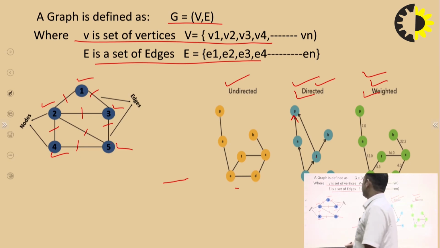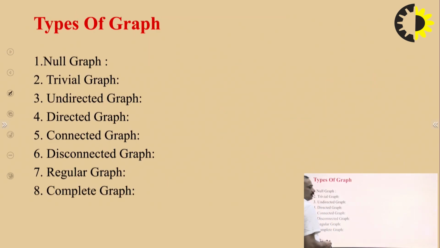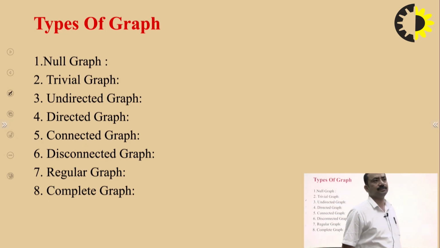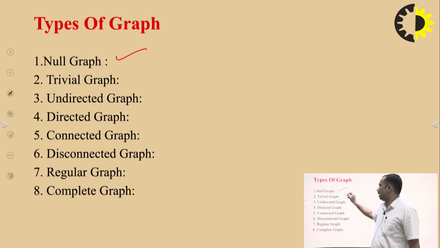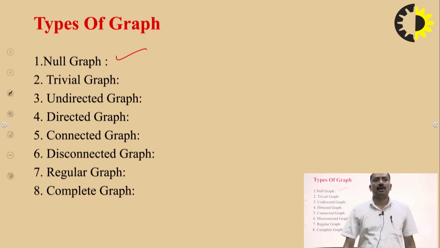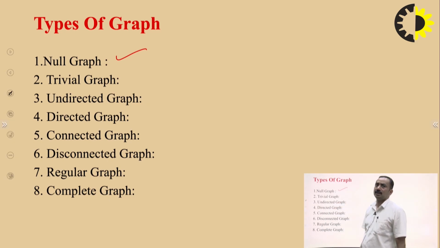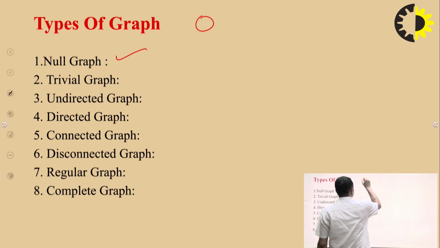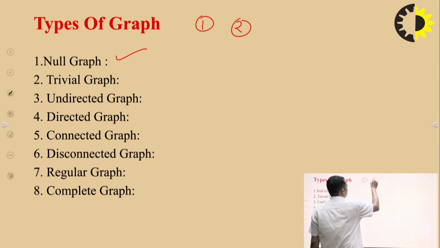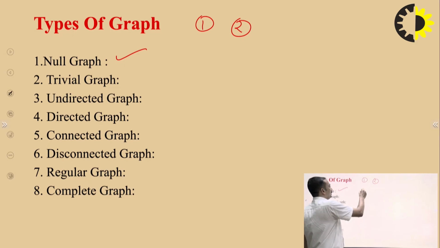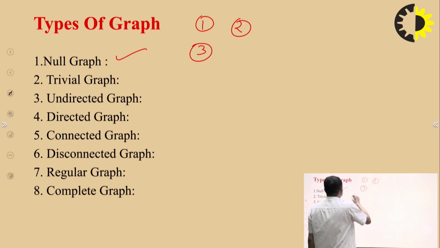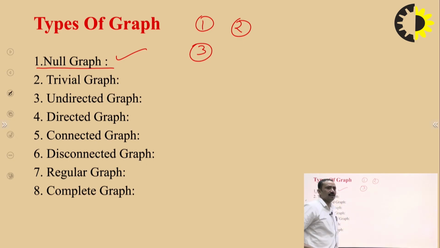Next, we will discuss the types of graph, how many types of graphs we have. The first category is the null graph. A graph is known as a null graph if there are no edges in the graph. This is an example of a null graph: no edges is called a null graph.